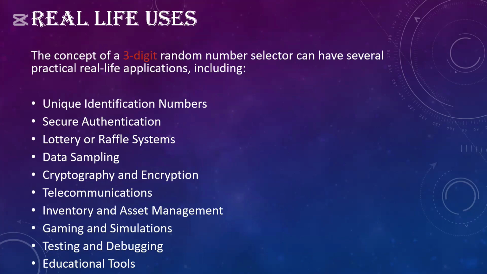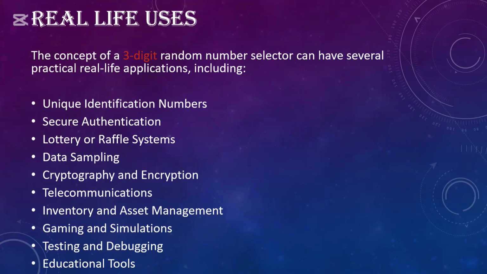Now I am talking about real life uses. The concept of a 3-digit random number selector can have several practical real life applications, including unique identification numbers. It is used in generating unique IDs for systems like customer accounts, order numbers, or transaction IDs. Second is secure authorization, for creating secure one-time passwords or token codes in financial or high security applications.